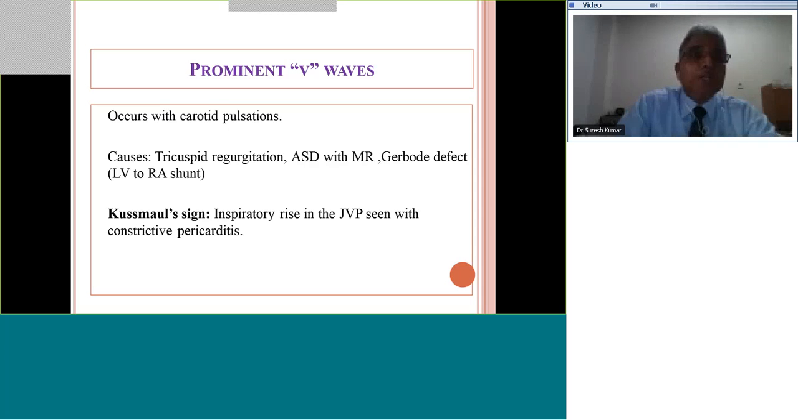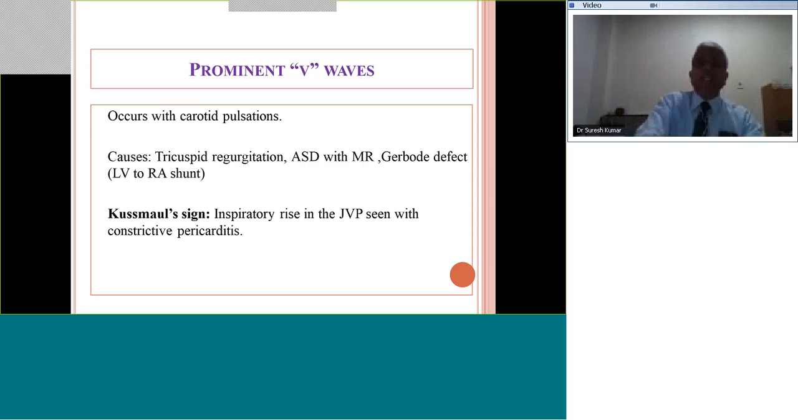It can also occur if there is an ASD with a mitral regurgitation. It can also occur if there is a Gerbode defect when the LV is pumping into the right atrium. These are causes of prominent V waves, typically tricuspid regurgitation, because the V wave becomes an active wave in that situation with the RV pumping into the RA.